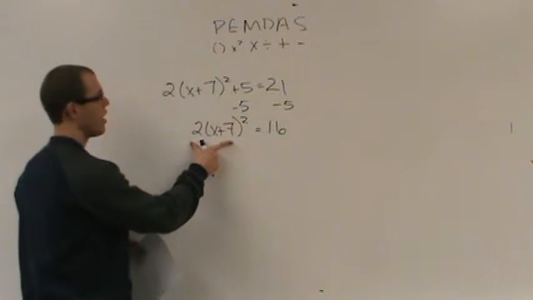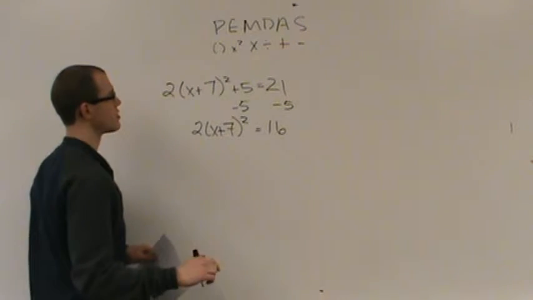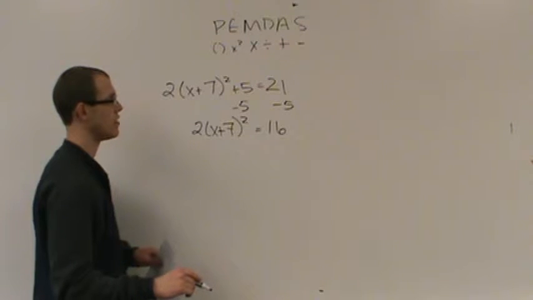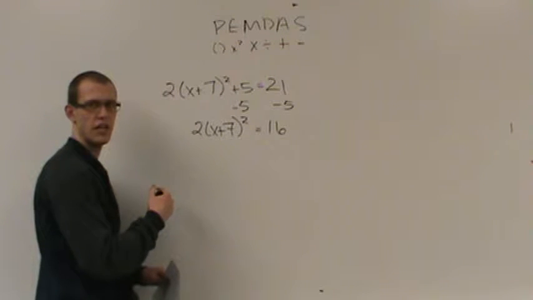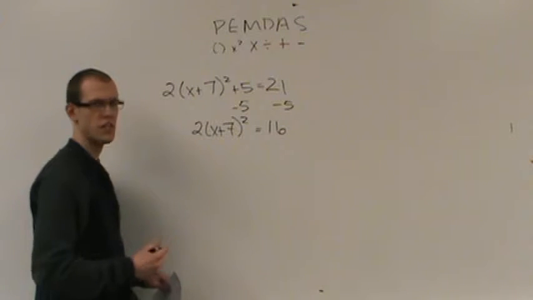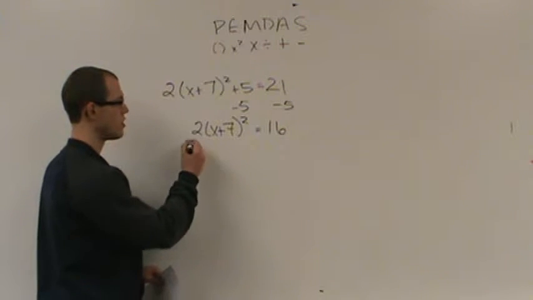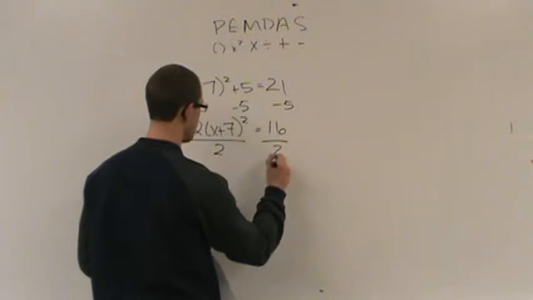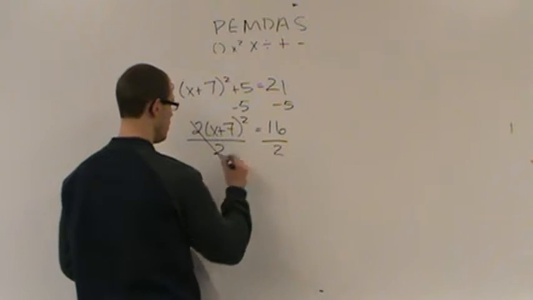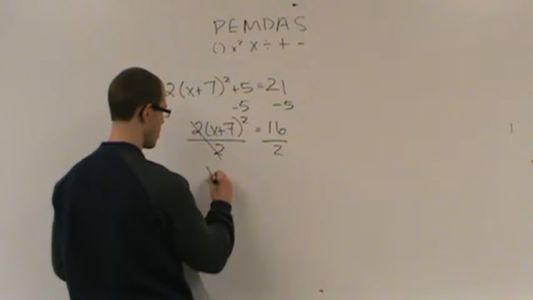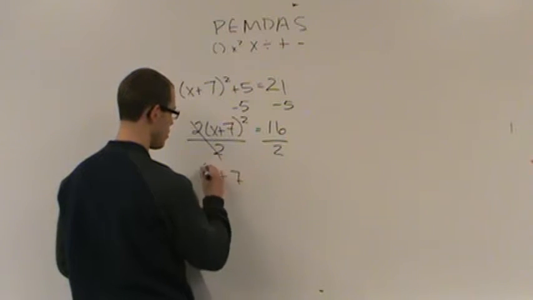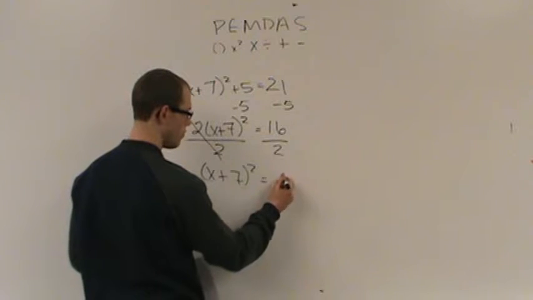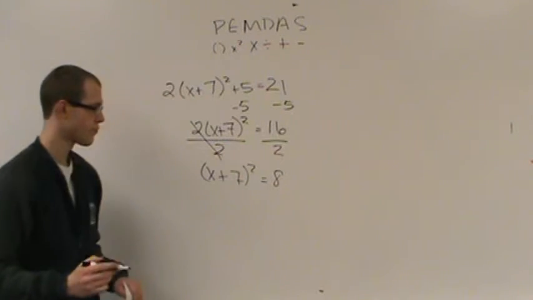All right. Now, we continue with PEMDAS. We just did addition and subtraction, now we move to multiply and divide. Do we see any multiply and dividing? Yeah, we see it right in here in between the 2 and the parentheses. So we're going to take the whole left side divided by 2 and the whole right side divided by 2. That makes the left side become x plus 7 quantity squared equals 16 divided by 2, 8.